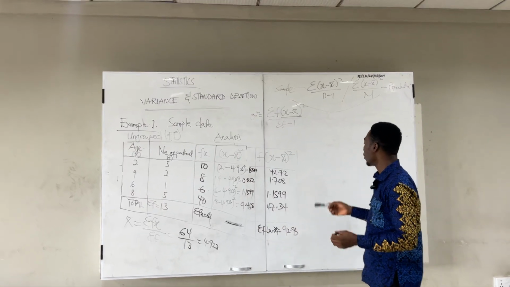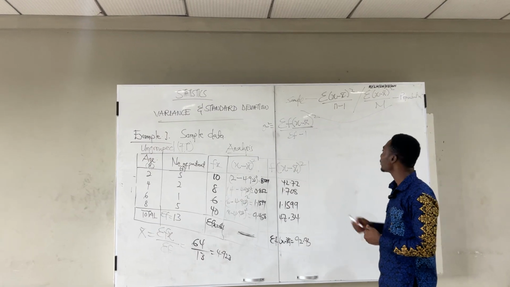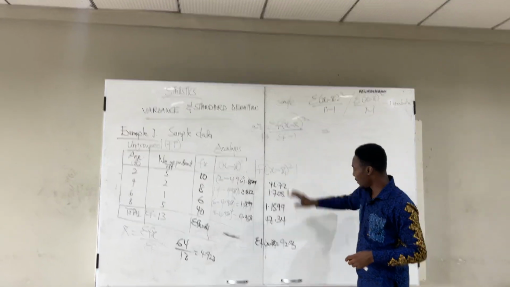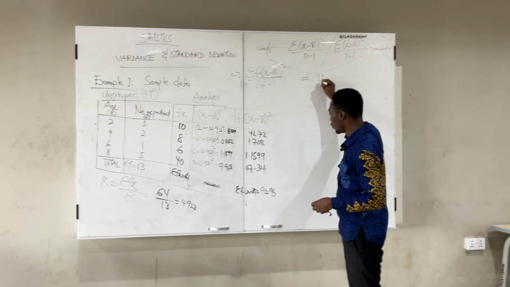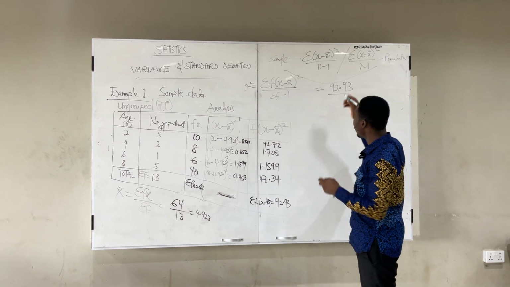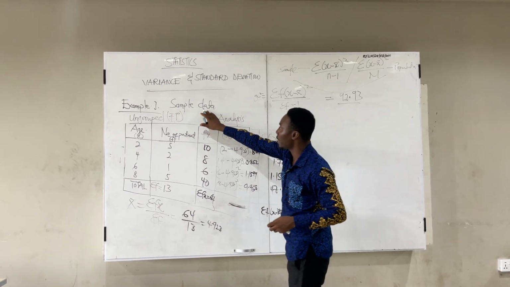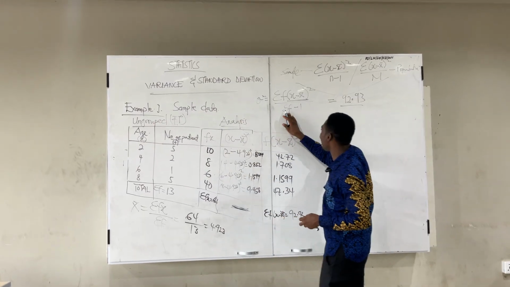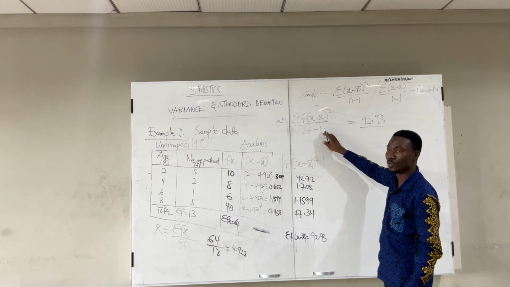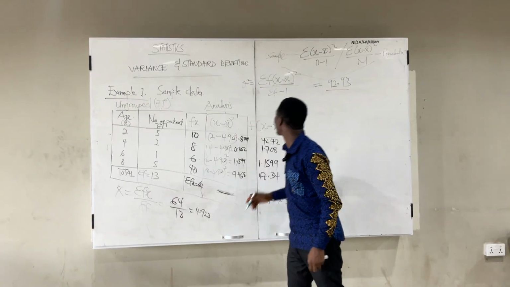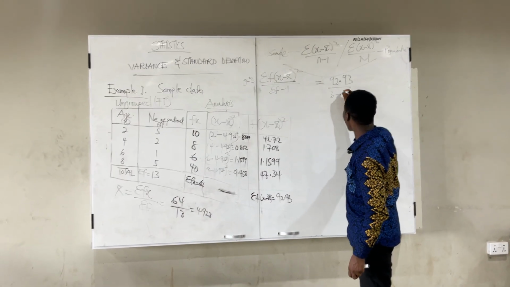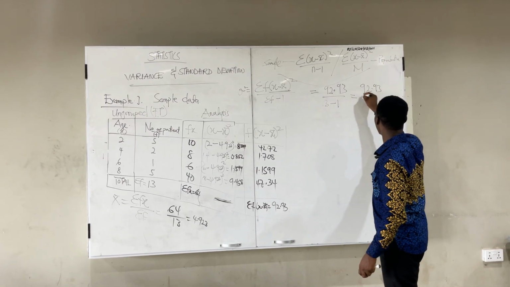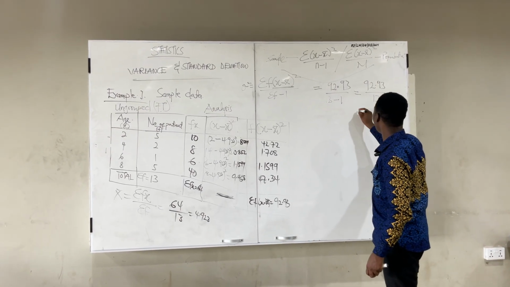So after you've gotten this, you are halfway through. You are good to go. So you go back to the formula. This is the formula, and this is the top part that we've gotten. So 92.93 all over, it's sample data. The frequency distribution table is ungrouped, but it's sample data. That's why in the denominator of the formula we have sum of f minus 1. Sum of f is 13. So 13 minus 1. So we are going to get 92.93 all over 12.